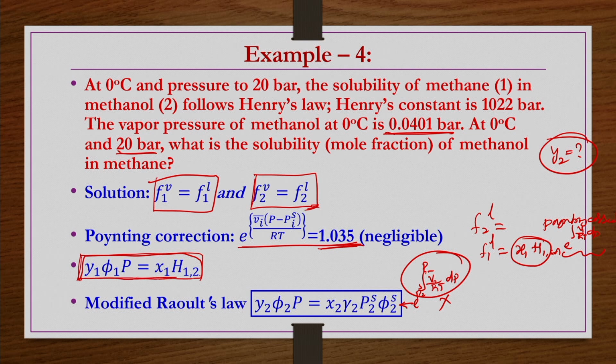Because we understand this problem is a kind of trial and error problem. You need to find out y2, but without phi2 you cannot find out y2, because phi2 is a function of y2. Same is true for x2; x2 is a function of y2 and all those things. Because of such relations, x2 means 1 minus x1, and then x1 is related to y1, and then y1 is nothing but 1 minus y2. These are interrelated, as we have seen.